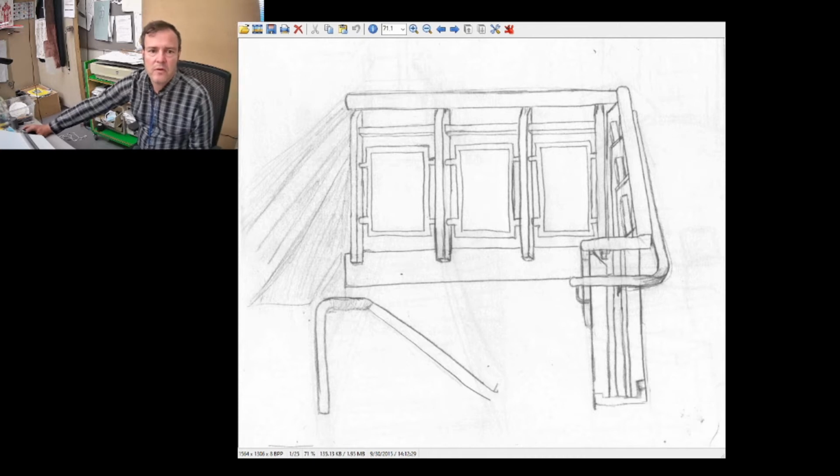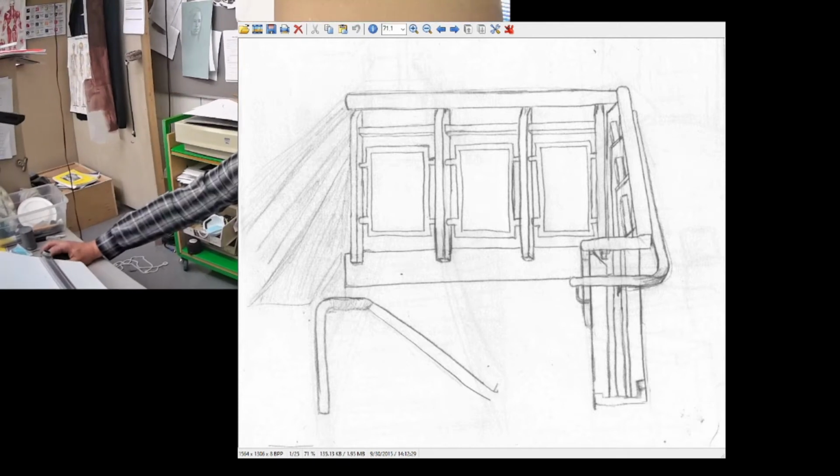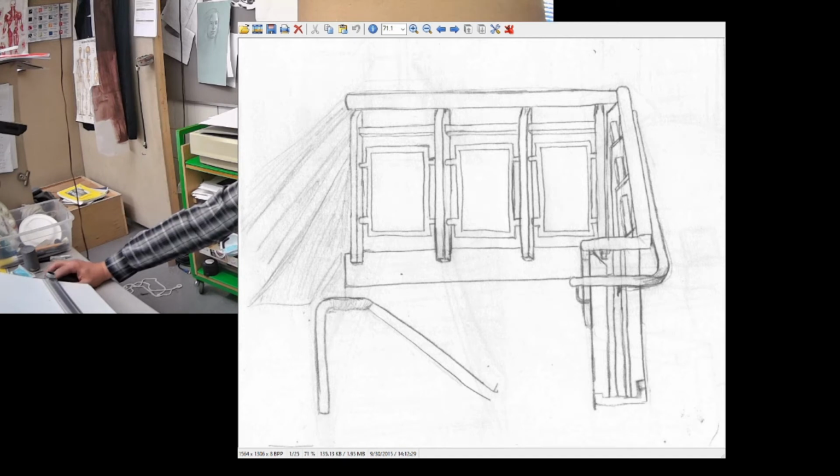So let me make myself a little bigger here. Whoops, that's no good.